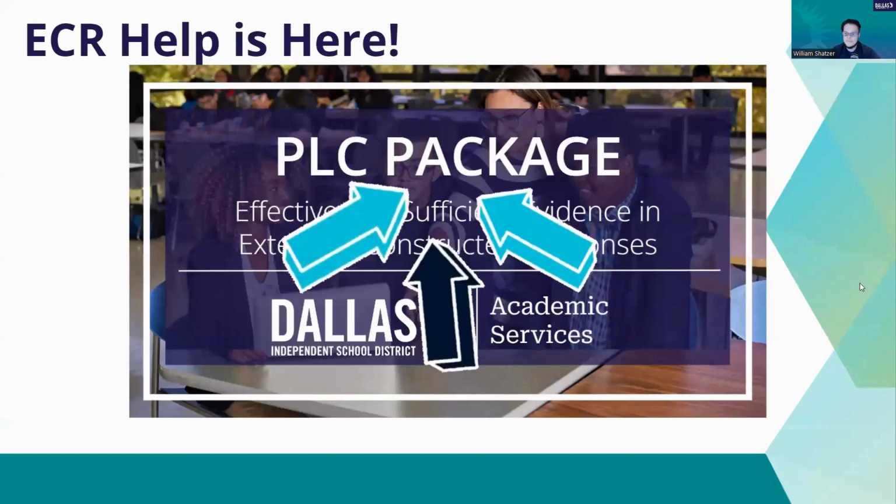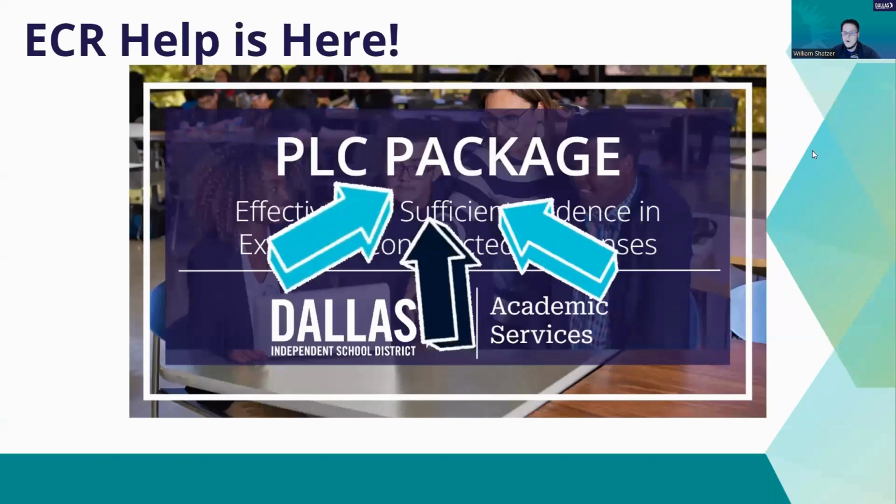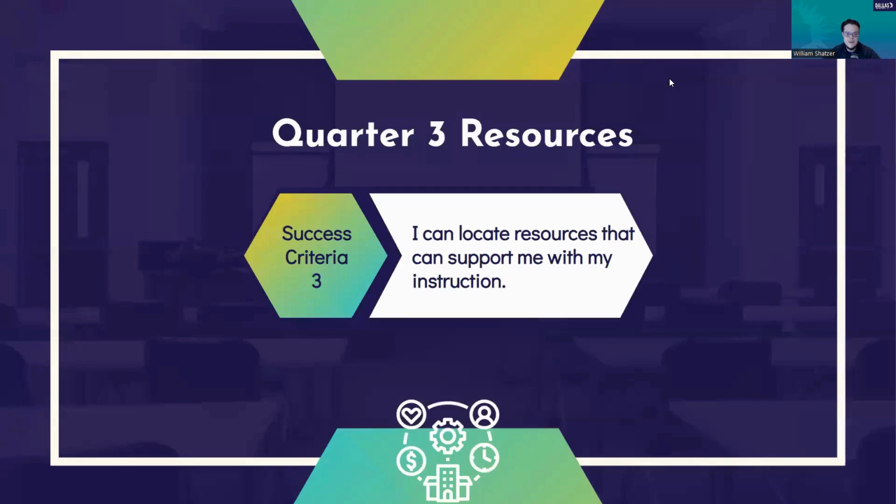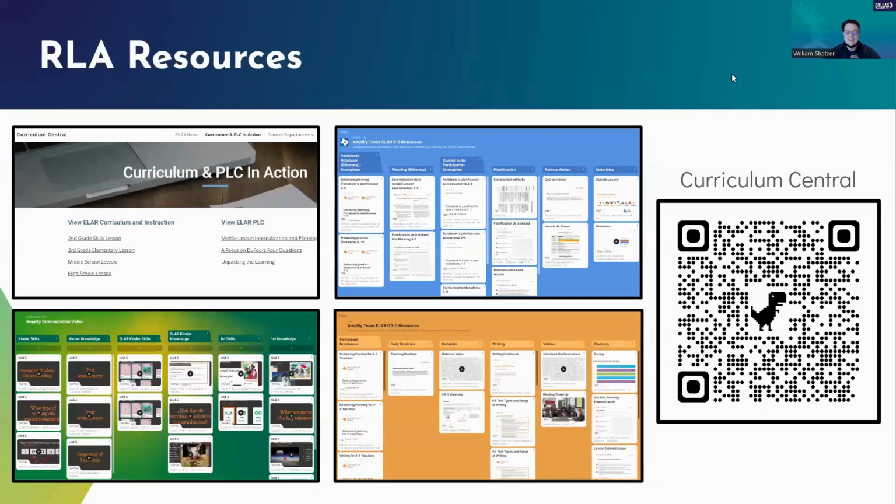Moving on. Let's continue on to our next slide, hopefully. Okay, the resources. So this is the final success criteria. I can locate resources that can support me with my instruction. So there are a lot of resources, and there's actually been some new resources added to Curriculum Central. You can scan this QR code and it will take you directly to Curriculum Central. But I think I'm going to click on a couple of things just to show you what's there.